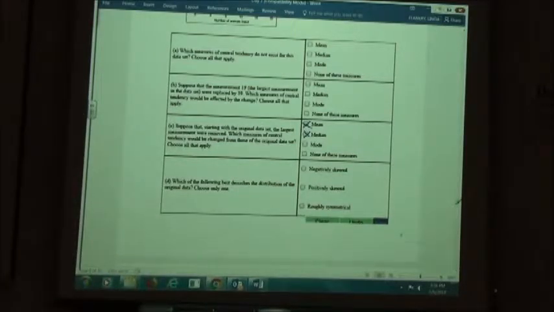Part D, which of the following best describes the distribution of the original data? Choose only one.